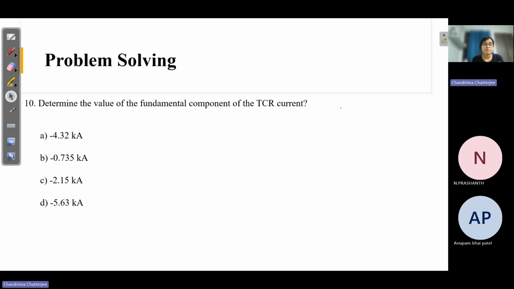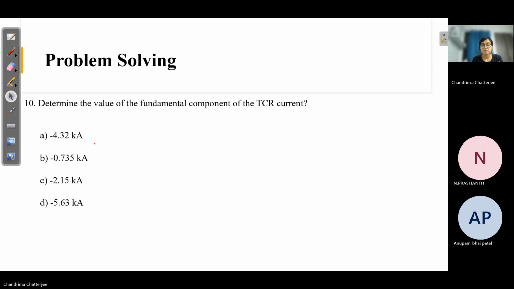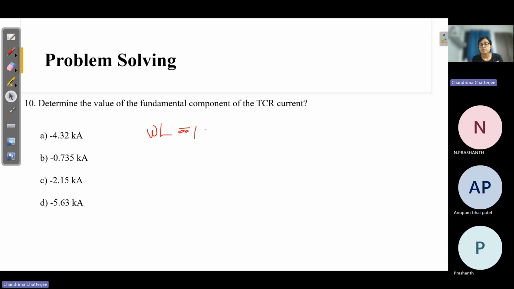The next question: determine the value of the fundamental component of the TCR current. Here they have given the firing angle and also the reactance. This reactance is the rated value. That is, the value of omega L is equal to 10, where omega is 2 pi multiplied by 50. So this is 10 ohm, the rated reactance value.